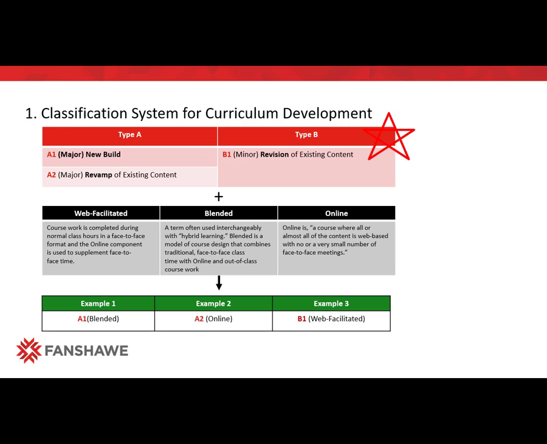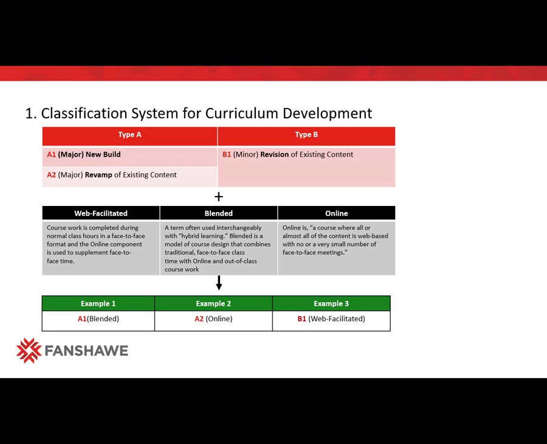Type B curriculum development is less time intensive in that the course developer is only responsible for making minor additions or revisions to the existing content. Type B1 may include the addition of a case study, an extra assessment piece, or could be supplementing a course with material from an open educational resource.